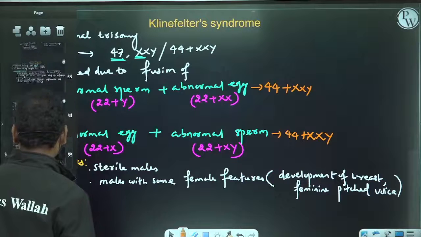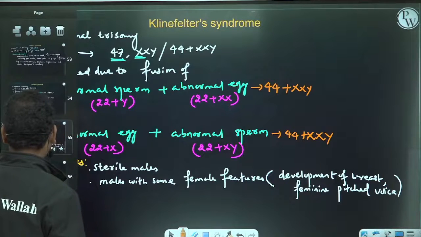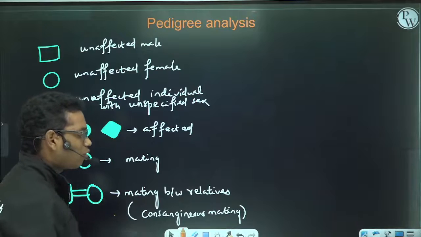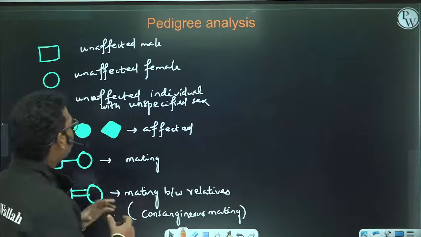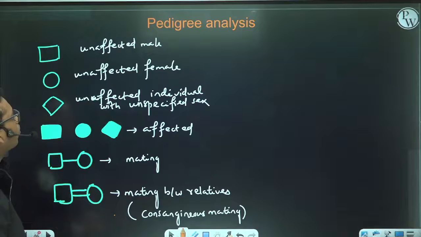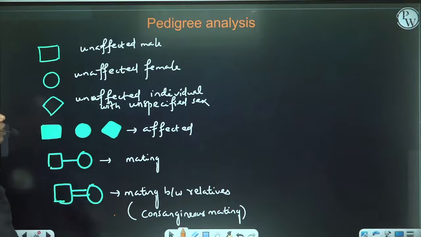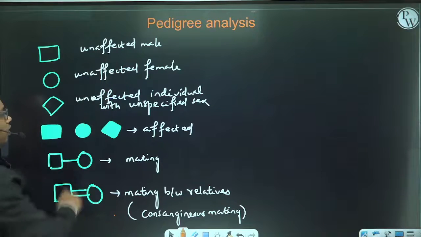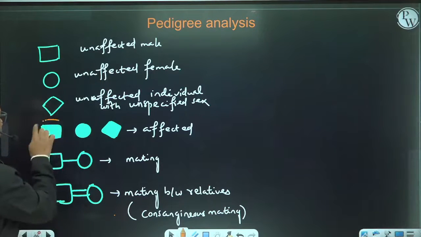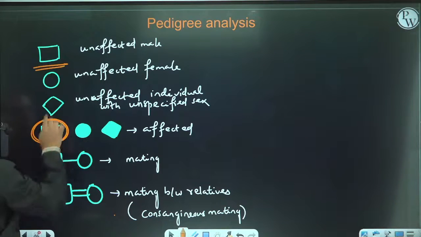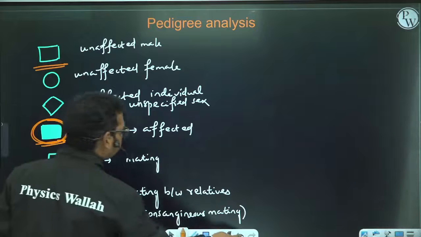Now let us talk about the last part, that is pedigree analysis. From pedigree analysis the questions are not being asked, but please remember a few things. These are the different symbols. If such a symbol is given, that indicates a male, and that male is unaffected. And this is also a male, but this male is affected or diseased. This is male unaffected, this is male affected or diseased.